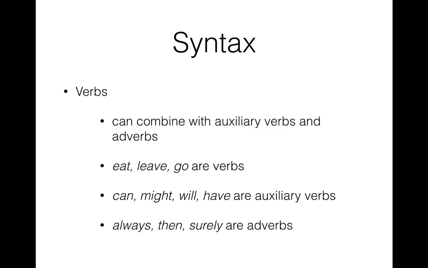What about verbs? Verbs can combine with auxiliary verbs. These are auxiliary verbs like can, might, will, have in English. And verbs in English are things like eat, leave, go, etc. And adverbs are things like always, then, surely, etc.